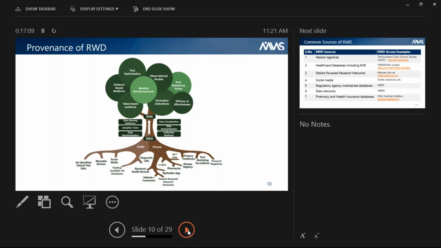There are multiple applications for real world evidence, like trial optimization, post-marketing safety, secondary indications, and also a few things Chris mentioned before. But I think value-based medicine takes the prize here. Health insurance companies and pharmaceutical companies are right now doing an amazing job using real world evidence for value-based medicine. This helps you get an overall idea of the entire process. Moving on to the next slide.